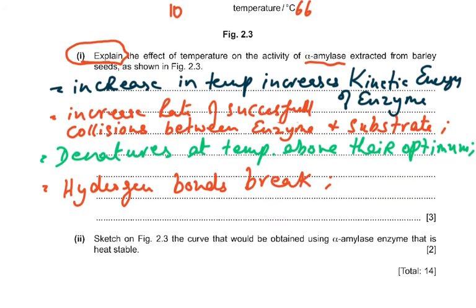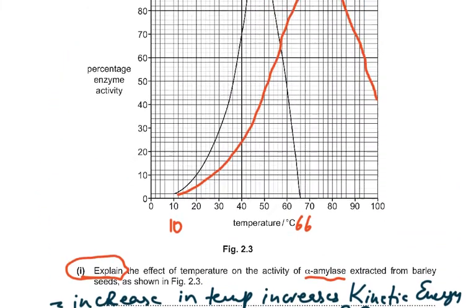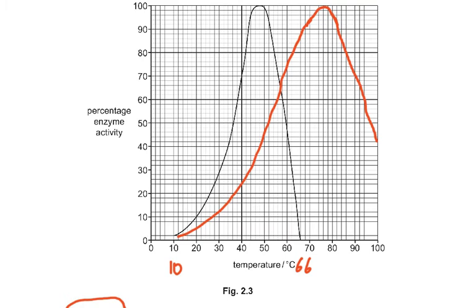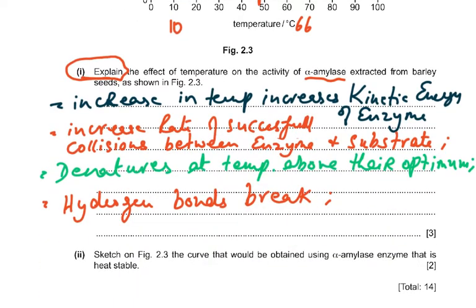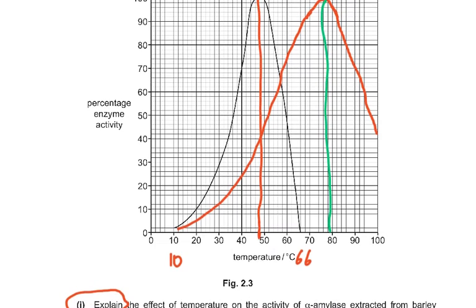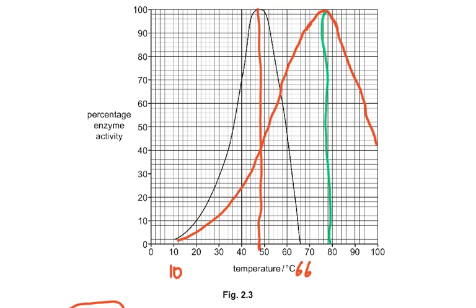Then it says sketch on figure 2.3 the curve that will be obtained using alpha amylase that is heat stable. So naturally the optimum would be higher, and the activity is higher at a higher temperature. This was high at this temperature. So you have to understand how the graph you had to draw works. There were 2 marks for this graph. One is for how you would show the first part of the graph and the second is for the second part of the graph. You had to show the optimum and then you had to show it decreasing. So this was the graph that you had to draw on figure 2.3.